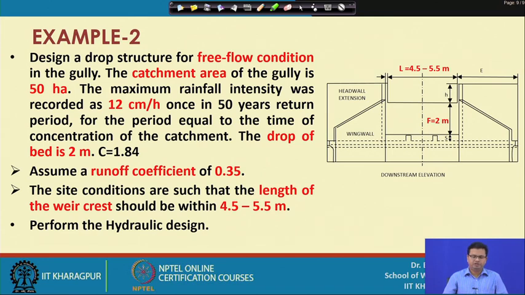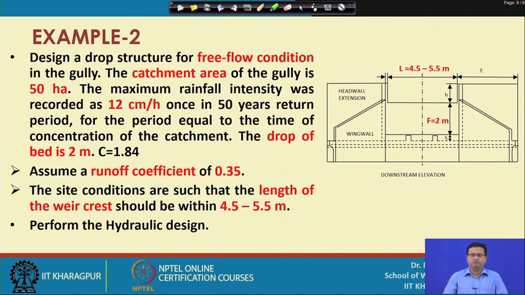The drop of bed is 2 meter. You have to take the value of C, that is the discharge coefficient for the rectangular weir, as 1.84. Assume a runoff coefficient of 0.35 for the catchment. The site conditions are such that the length of the weir crest should be within 4.5 to 5.5 meter. That means L can be selected as 4.5 to 5.5 meter.